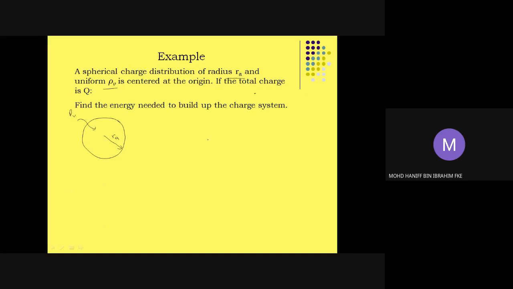Okay, so as I mentioned just now, I want to use equation number 2, which is W equals half integration of D dot E dV, or we can also write this as half integration of epsilon naught E squared dV. This is the equation that will be used to calculate the energy of the system.